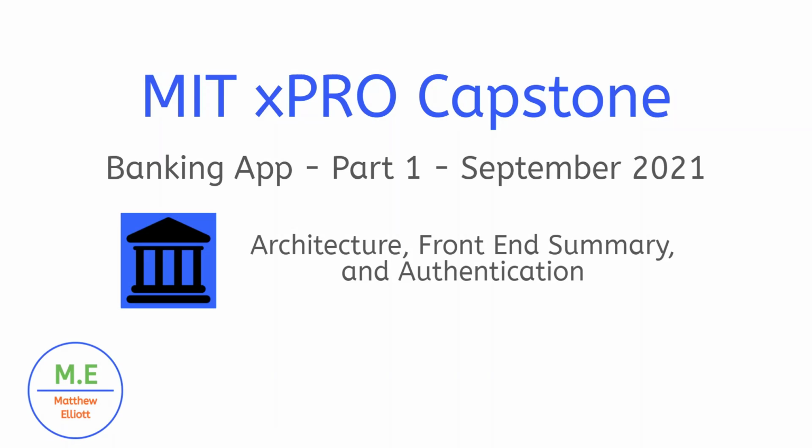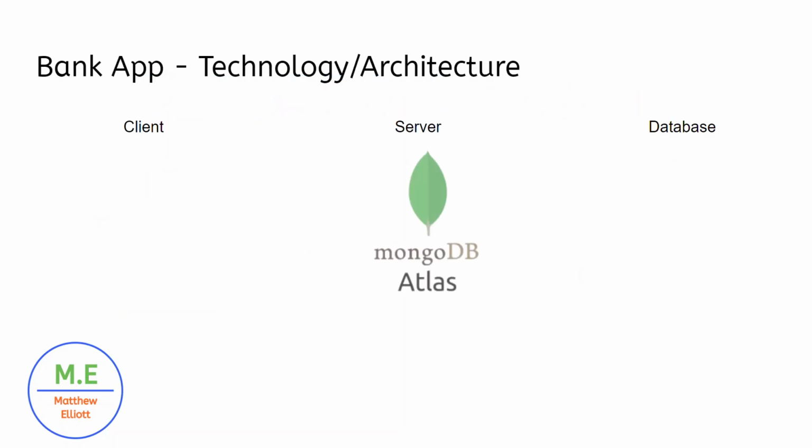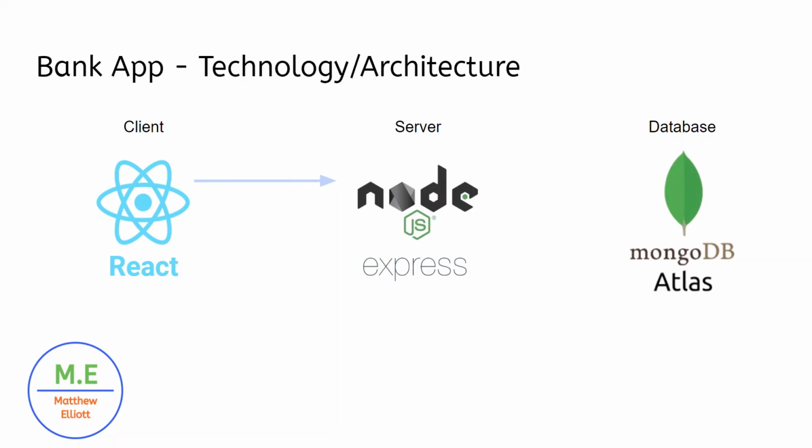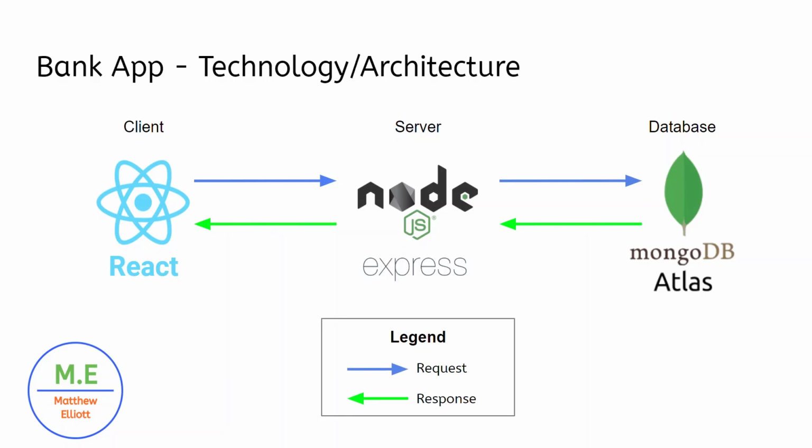In this video, we'll talk about architecture, front end, and authentication within my bank app. This bank app setup includes a client, which uses a React front end, a server, a Node server featuring Express, and then a database, and that is MongoDB Atlas. And you can see here the general data flow: requests go from the client to the server, from the server to the database, and then responses go from the database to the server, and then from the server to the client.